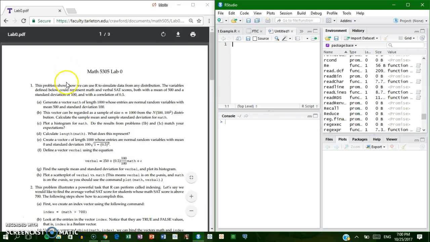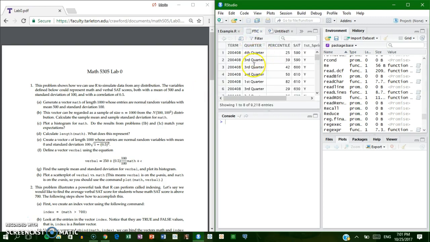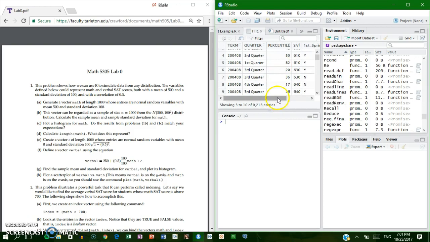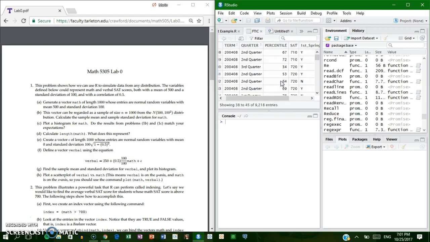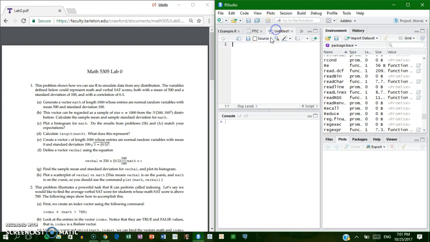So let's see what Lab 0 says in the first question. It says that this problem shows how we can use R to simulate data from any distribution. These variables defined below could represent math and verbal SAT scores, both with a mean of 500 and a standard deviation of 100, and a correlation of 0.5. I have the data here for the math and SAT. So we're going to run this data.